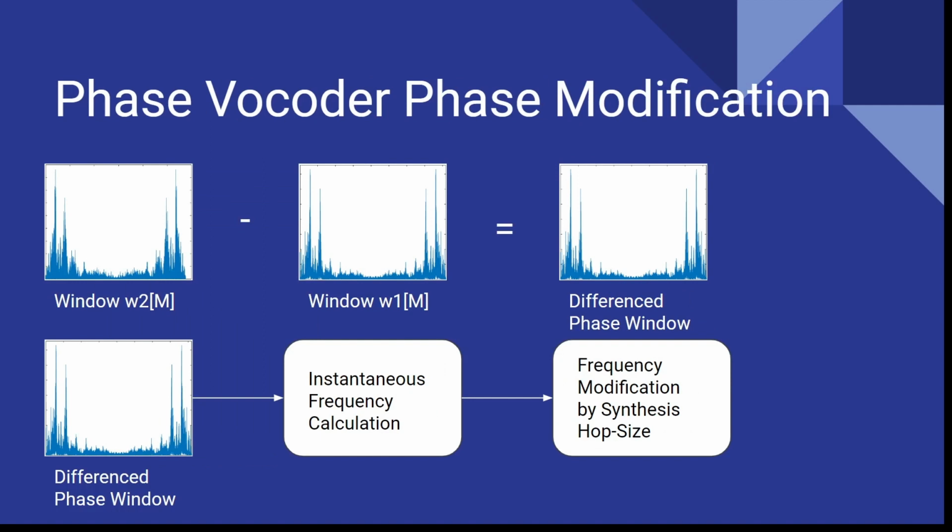In the phase modification stage, the phase difference is computed between successive windows. From this differenced phase, and knowing how far apart in time these windows are spaced by the analysis hop factor, we can make a more accurate calculation for what the frequency should be for our current window's phase. From this instantaneous frequency, we can modify it by the synthesis hop size. If the synthesis hop size is greater than the analysis hop size, the signal will be expanded in the time domain. If the hop size is shorter, the signal will be compressed in the time domain.